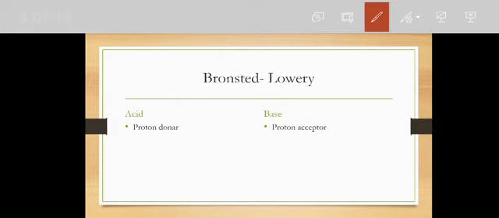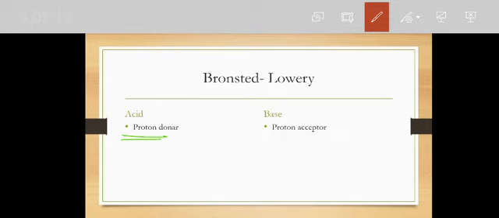Now the Bronsted-Lowry concept is totally based on proton donor and proton acceptor. So you remember this thing only. Whatever acid is there, whatever water is there, or any chemical, if it is a proton donor, then it is 101% an acid. Proton donor means acid, proton acceptor means base. You have to keep in your mind: proton donor, acid; proton acceptor, base.